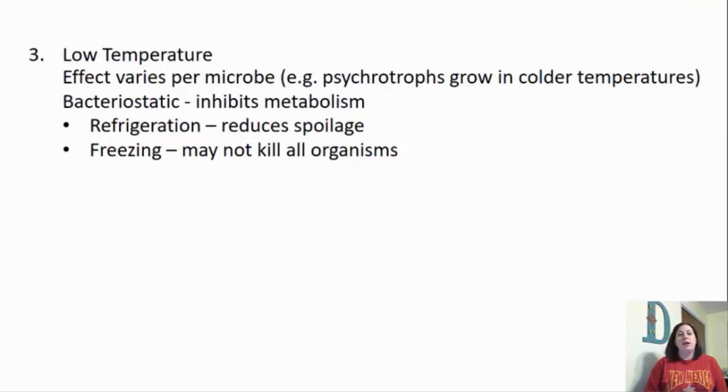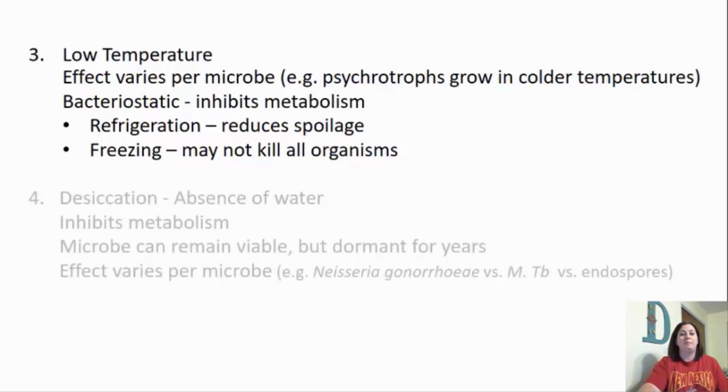So with the low temperature, the effect varies per microbe. Some microbes, recall from previous chapters, actually grow better in the cold temperature. Therefore, this would not be an effective way to control them. This is only bacteriostatic. It inhibits their metabolism. Refrigeration also reduces spoilage, but freezing may not kill all the organisms, though it could kill some of them. The idea with freezing is that it can cause them to freeze up. That doesn't actually kill them, but when they start to thaw out, the water changes due to that thawing could potentially hinder the growth or even hurt the bacteria.